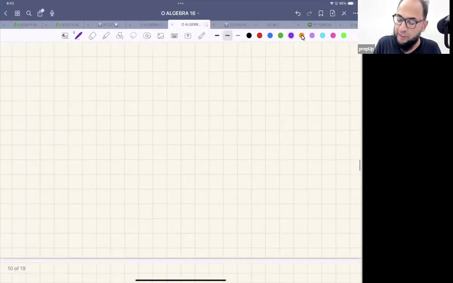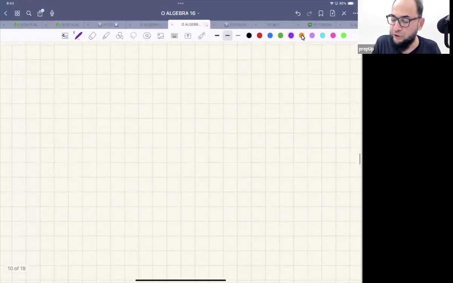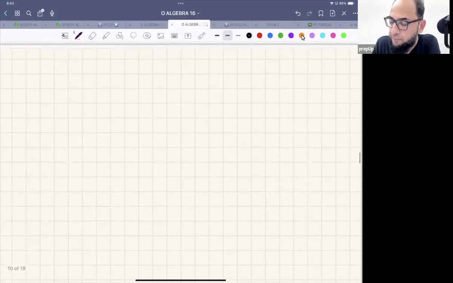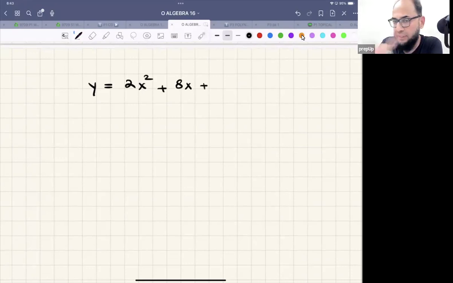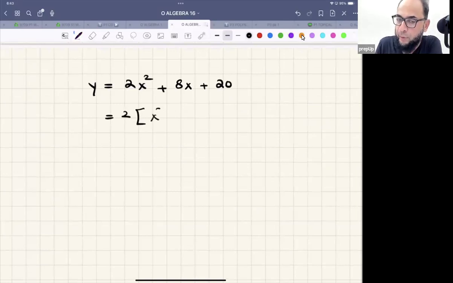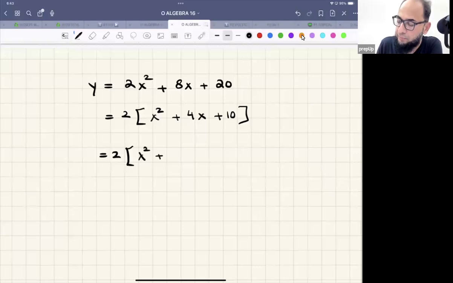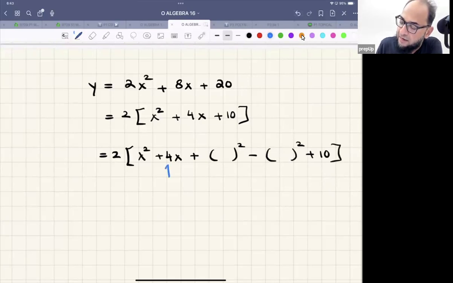So that one is y equals 2x squared plus 8x plus 20. Now take 2 common out. So this is 2 common, this is x squared plus 4x plus 10, and 2 still remains on the outside. This is x squared plus 4x plus bracket squared minus bracket squared plus 10. What goes inside the bracket? Half the coefficient of x, which is 2.